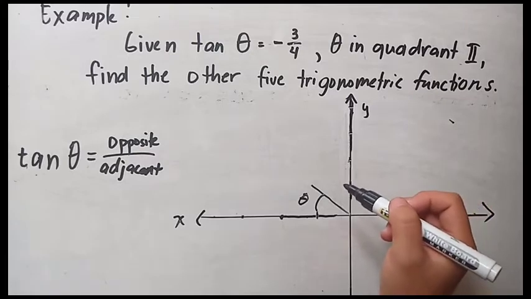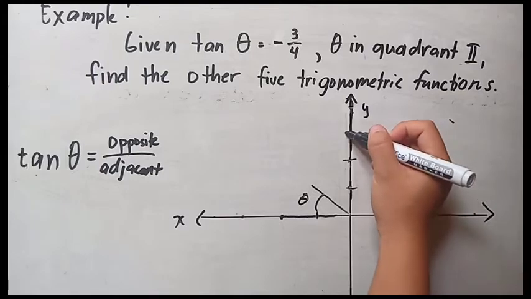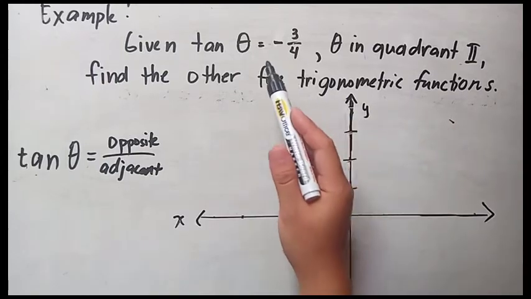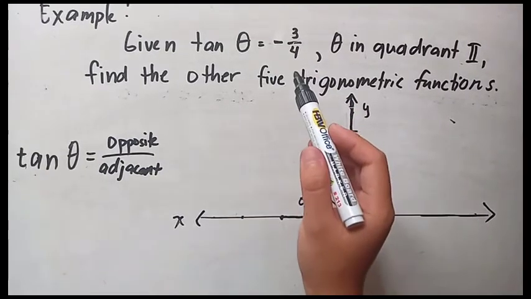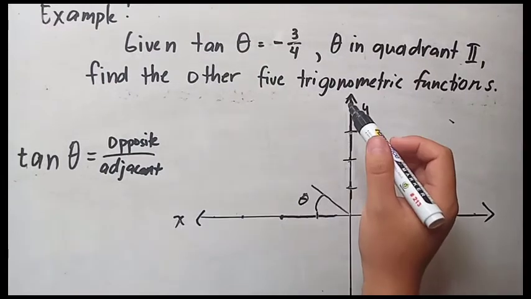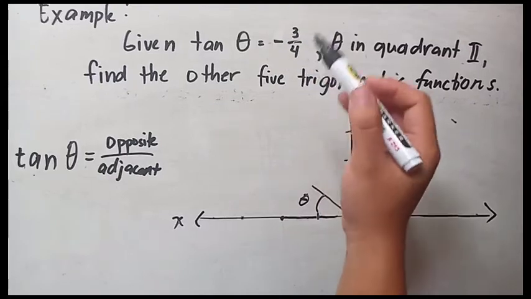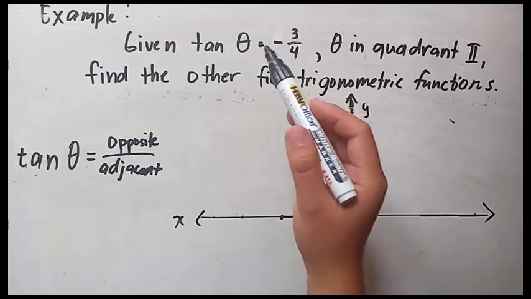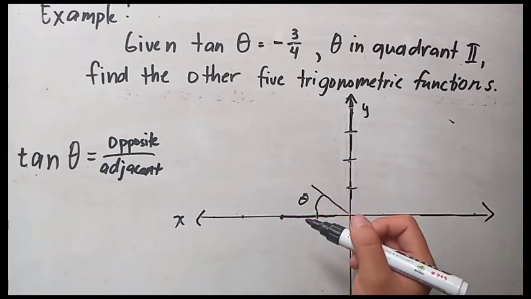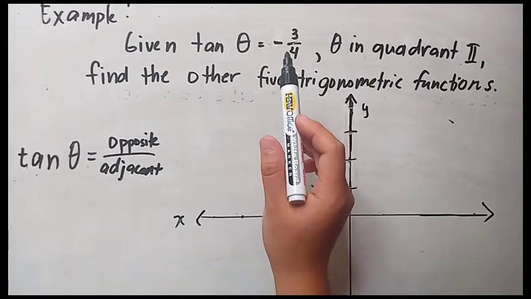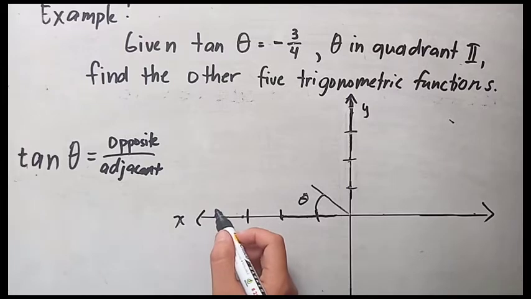So, let us count 3 in our y-axis. So, that is 1, 2, 3. And since this is negative, dapat isa sa kanila ay either down or pa-left. But since yung 3 is pataas siya, ibig sabihin positive yon, yung 4 natin, siya yung negative dito sa fraction na to. Negative 4, it means mag-count tayo pa-left dito sa x-axis natin. Kasi ito na yung adjacent. So, 1, 2, 3, 4.